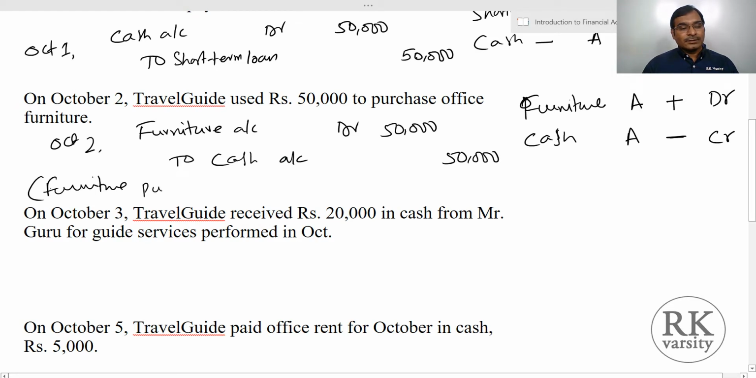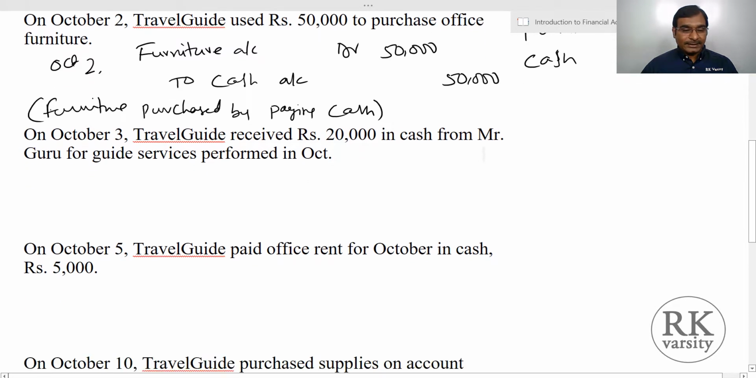furniture purchased by paying cash. So this will clarify in future whether the furniture was purchased by paying through check or through cash. So this narration will help you to know how actually this transaction has been made.